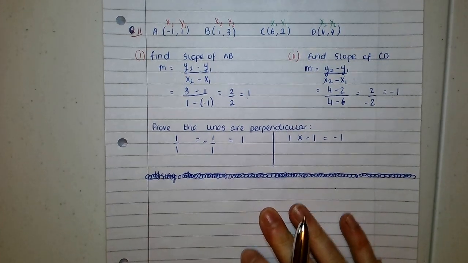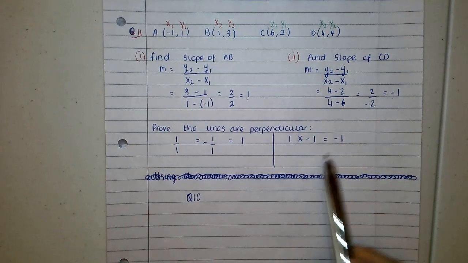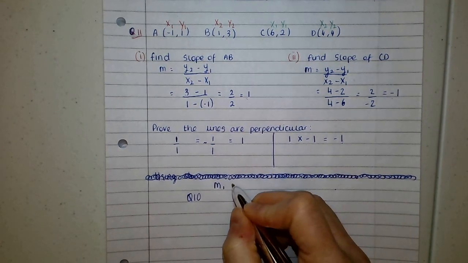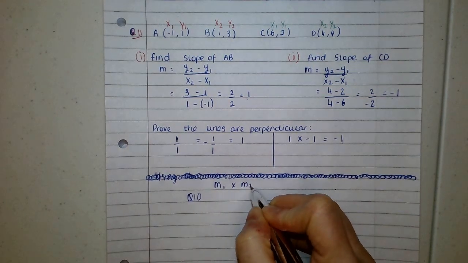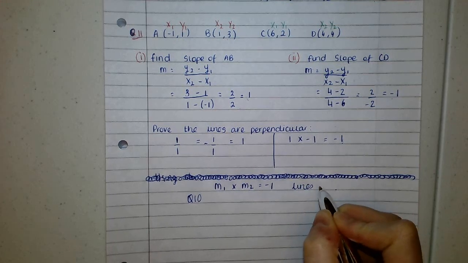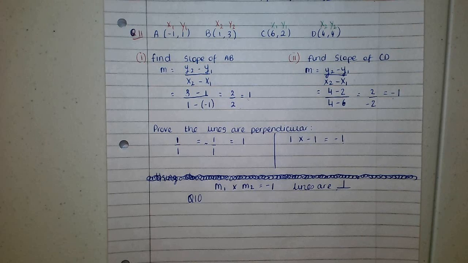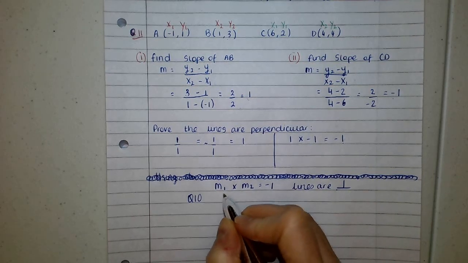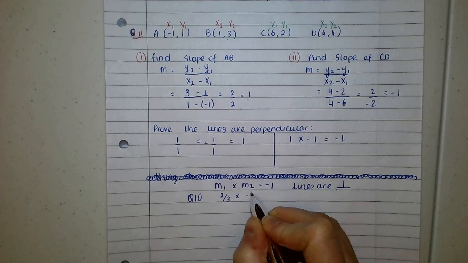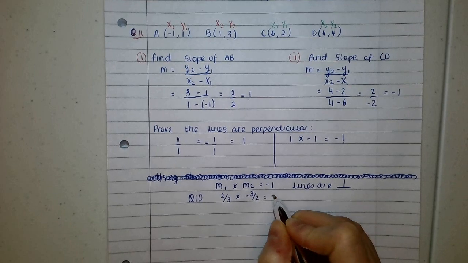Just to revisit question 10, I'm going to prove that the lines are perpendicular using this method here. If the slope m1, the first line, multiplied by the slope m2 is equal to minus 1, then the lines are perpendicular. And this is the symbol for perpendicular here. If you look at the 2 over 3 and we multiply it by the slope of the line perpendicular to that, if we put that into our calculator, our answer should be minus 1.